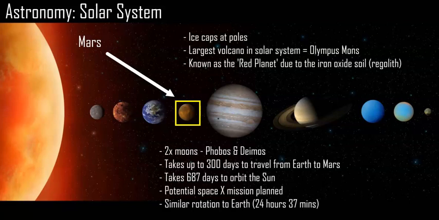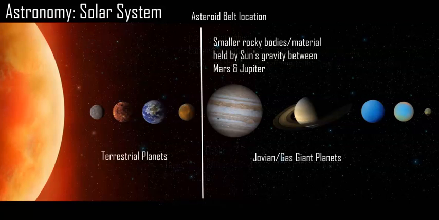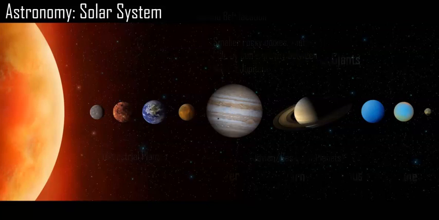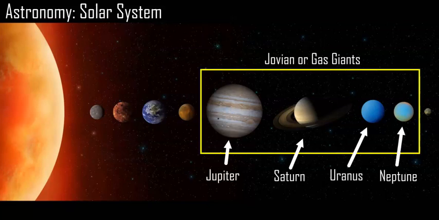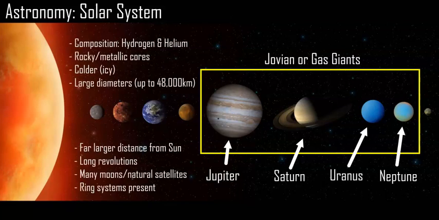Small, rocky, and dense. Then we get into the asteroid belt. The asteroid belt is that defining separation between the terrestrial planets and the following 4 planets further out that are called Jovian planets, or gas giants. Now these are generally made up of gases, mostly hydrogen and helium, and they are larger, a lot larger than the terrestrial planets, and they have a low density.